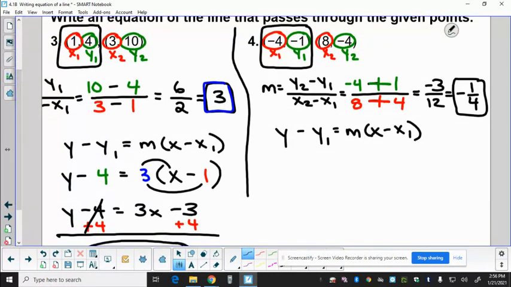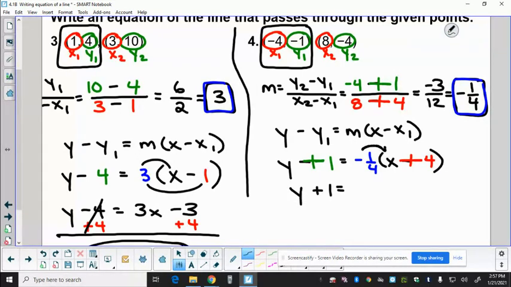Next step, keep the left-hand side as it is. Let's do a distributive property. It's negative 1/4 X. Multiply these. First of all, negative times a positive is a negative. 1/4 of 4. It's 1. Check it out on your calculator if you don't believe me. Subtract 1 to solve this equation. All right, let's see what we get now. Y equals negative 1/4 X minus 2. And we are all finished.